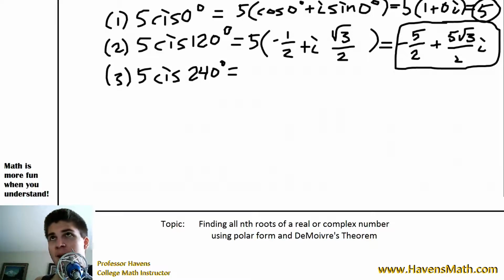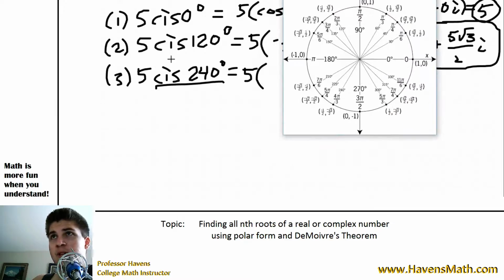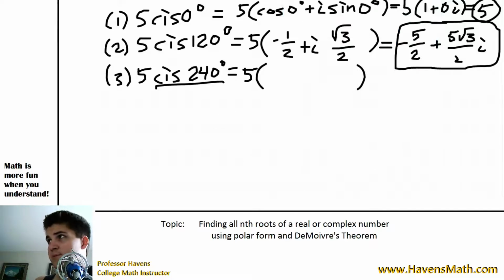But if we take CIS 240 and expand that again, we would do cosine plus I sine. That's what the CIS stands for. So cosine of 240 is down here. Cosine of 240 is negative 1/2. Sine of 240 is negative root 3/2. So we get negative 1/2 plus I times negative root 3/2.